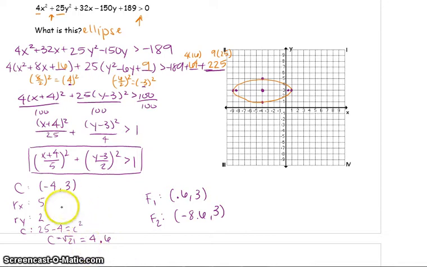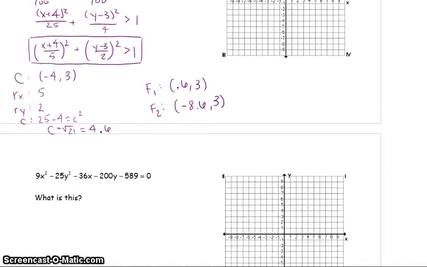And at this point, with your center at -4, 3, I graph all of those things, and then from there I see, oh, well, since it's longer in the x direction, I know I'm going to go 4.6 to the left and to the right of my center to get these 2 points for my foci.